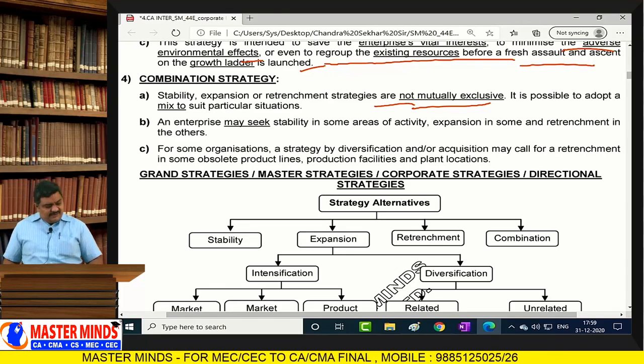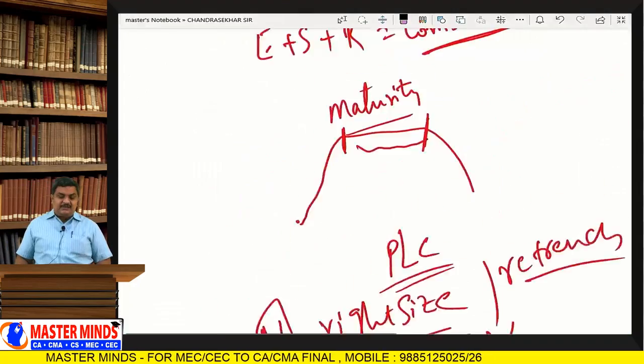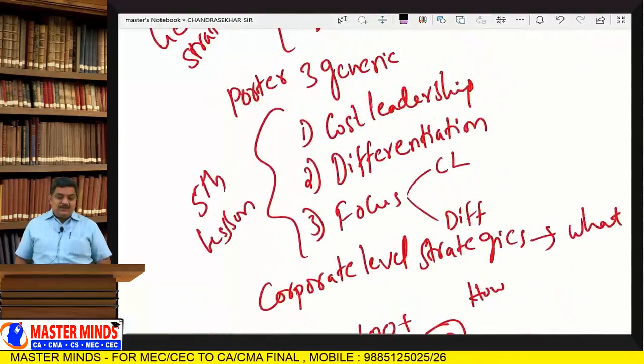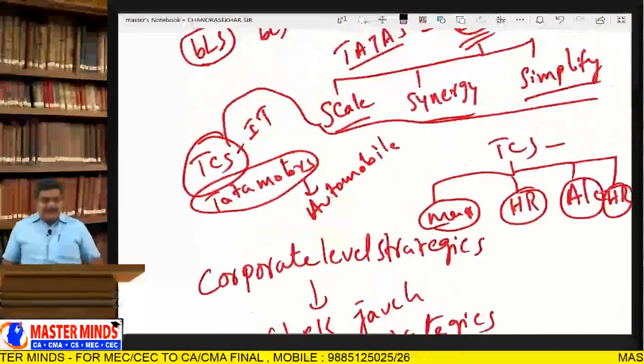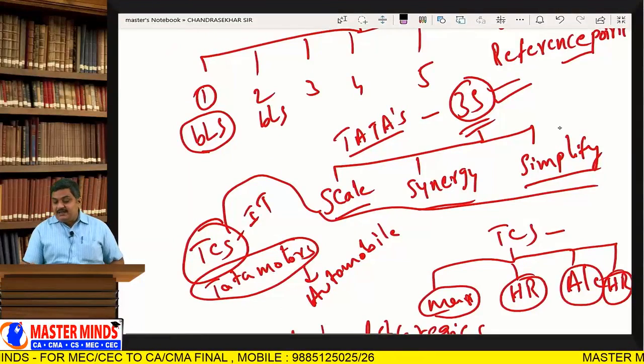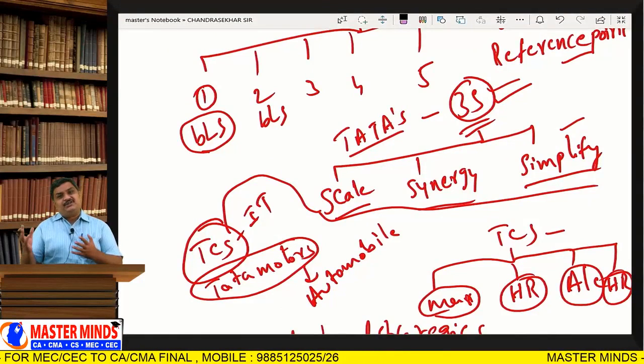Okay. See, even in the 3S strategy of Tata's, you find the same thing, no? What do you mean by simplify? Simplify is nothing but to retrench.